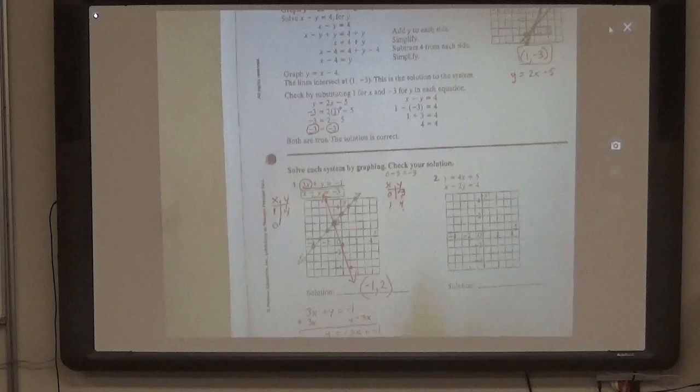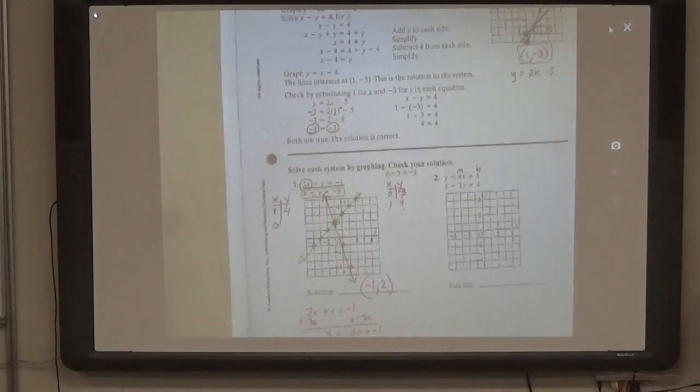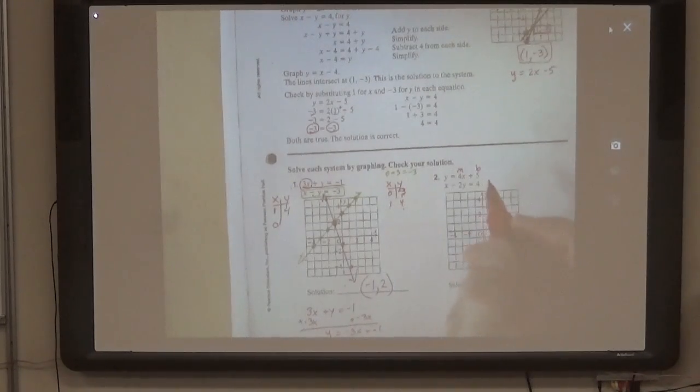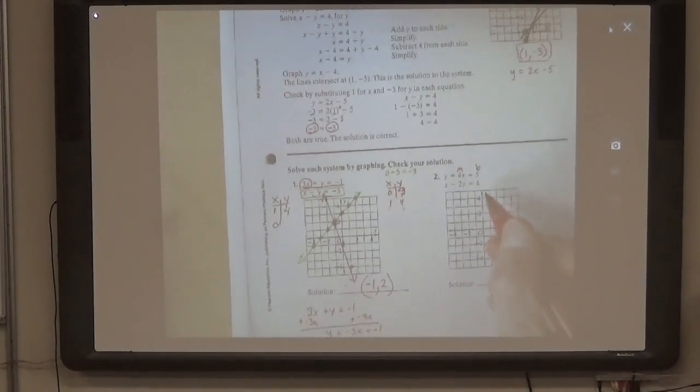Well, I like to look at it and, like in number 2, the first one is already solved for y, isn't it? So then we know the 5 is the b, and the 4 is the m. Okay? So then, let's graph that one first. The b is 5, and the m is 4.